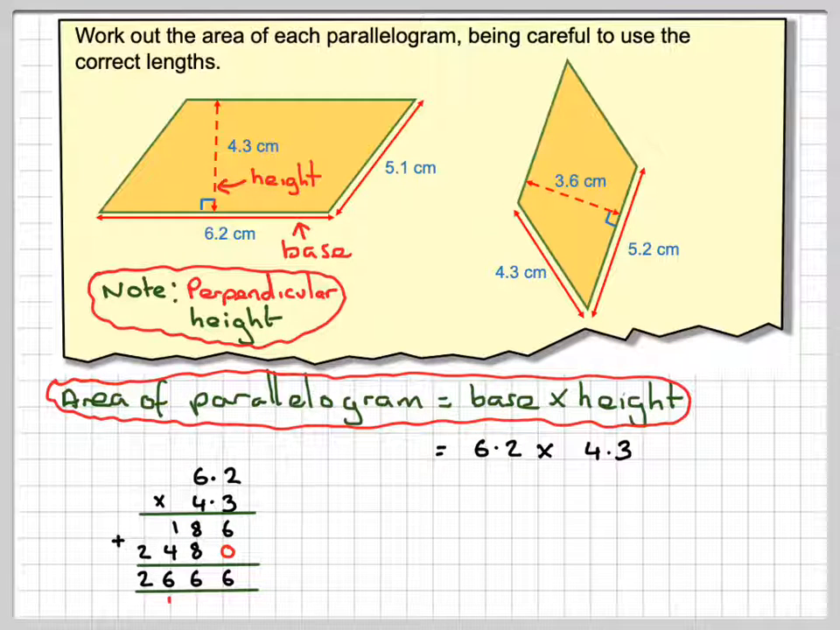Now, where do we put the decimal point? Well, in the question, we have one, two numbers. So in the answer, we move one, two, and the decimal point will go here. So there's two numbers after the decimal point in the question. There's two in the answer. So that gives an answer of 26.66 centimetres squared. Notice the units of area.